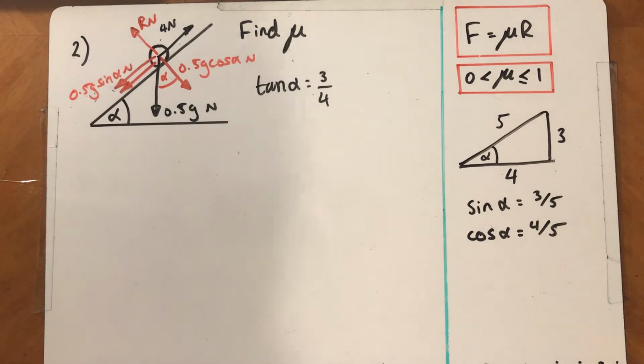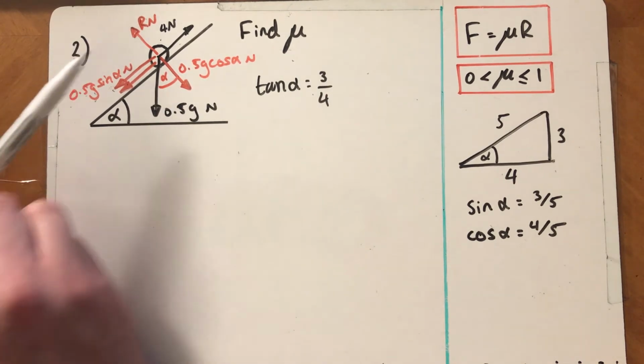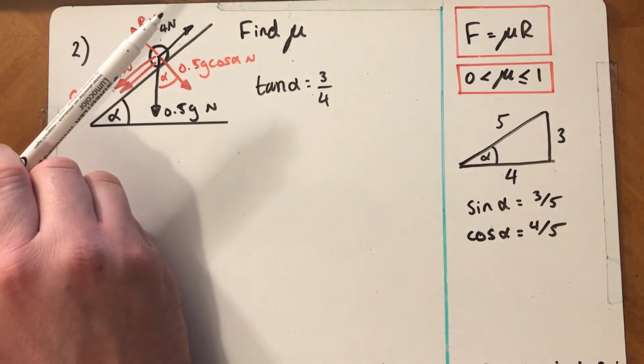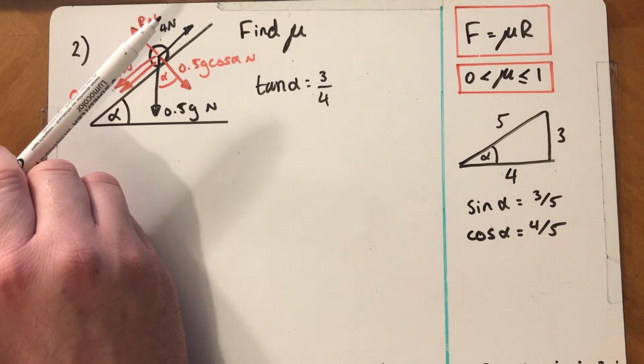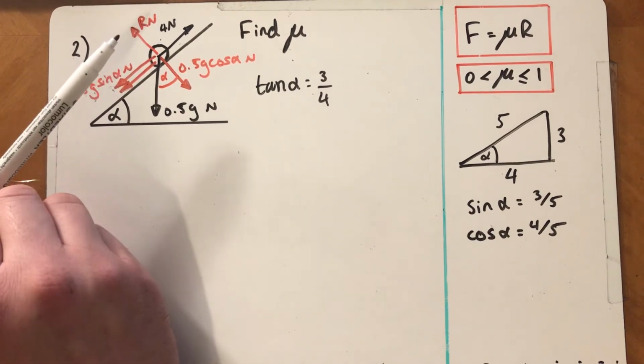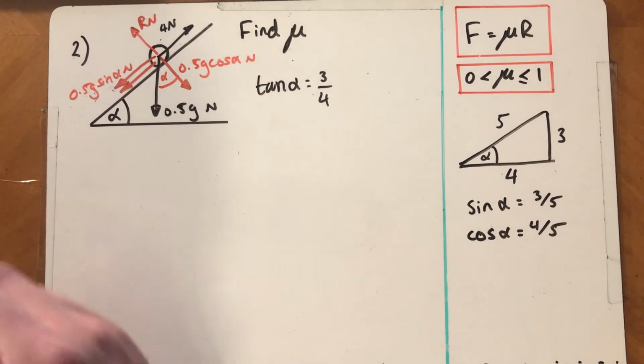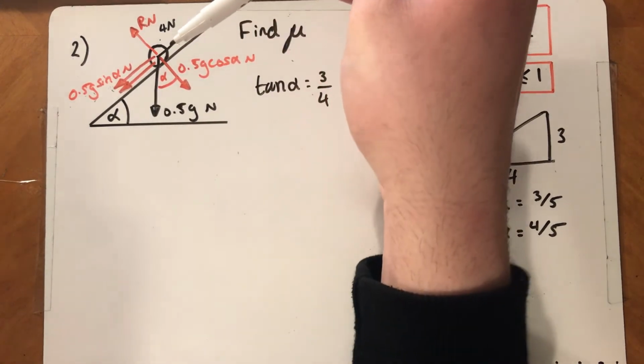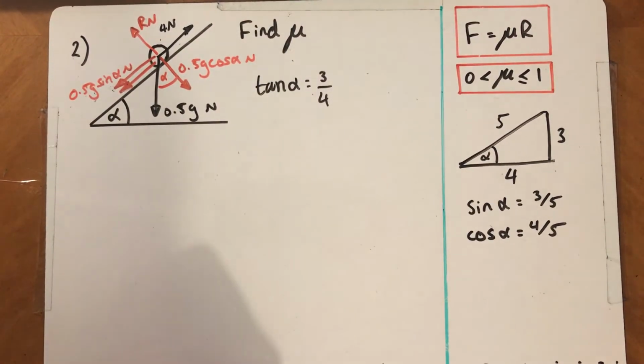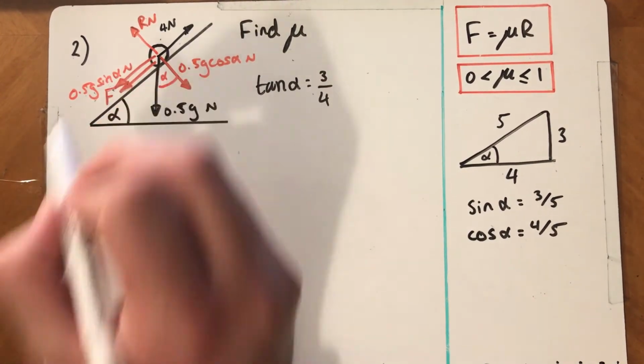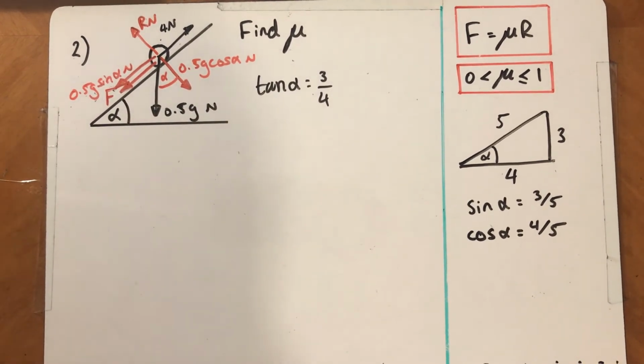How do I know it acts downwards? Well, the trick is in the question. The particle is on the point of slipping up the plane, so it's just about to move up the plane, and I know that friction always opposes motion. So the particle's intended motion is up the plane, so friction will be trying to stop that and pull it back down. So I know we have a frictional force acting down the plane as well.